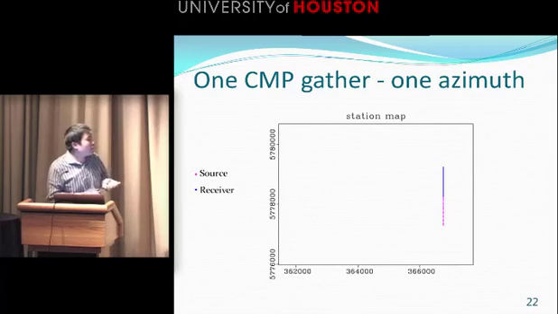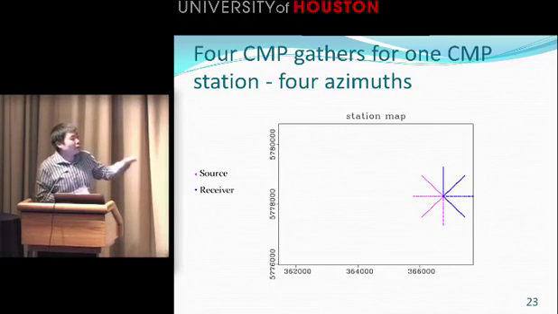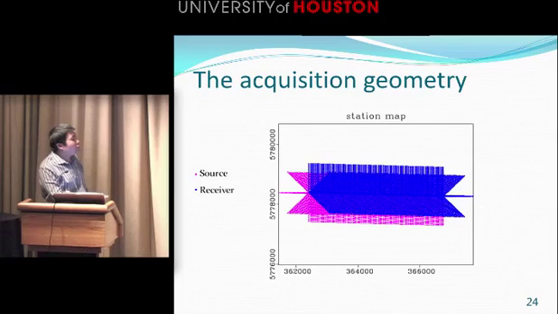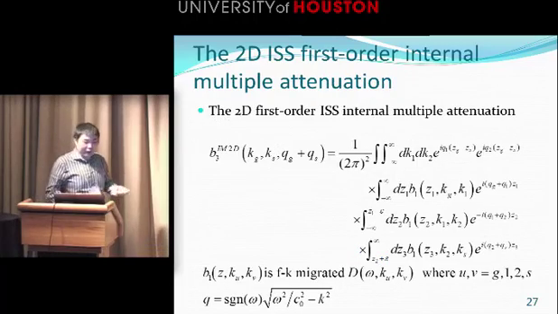Then for each CMP location in the middle, we have 4 different azimuths, so at this CMP location we have 4 gathers. Then along this axis, we have 146 different CMP stations. So we have this pattern repeated 146 times along this direction. So finally we get this.